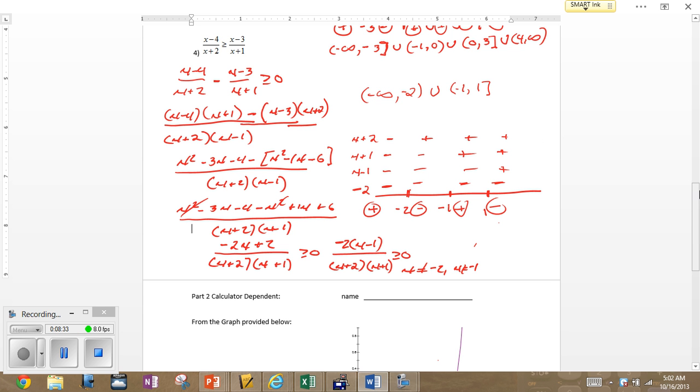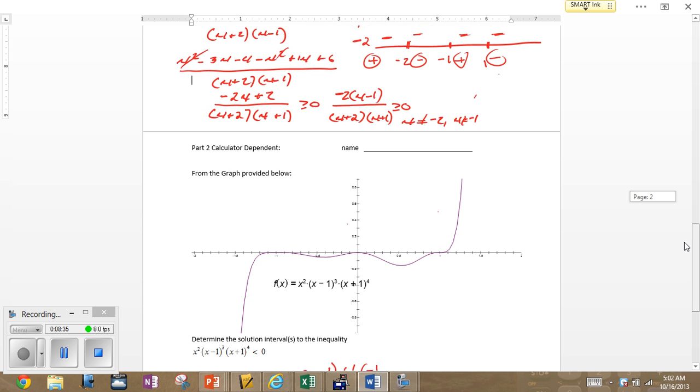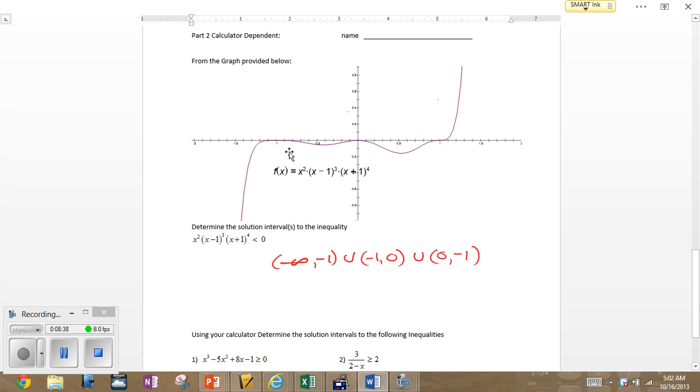Now on to the calculator part. This was meant to be quite simple. You're asked, with this graph of the function as shown, when is this inequality less than 0? Which is to mean, when is the graph underneath the x-axis? It says underneath the x-axis without touching the x-axis.